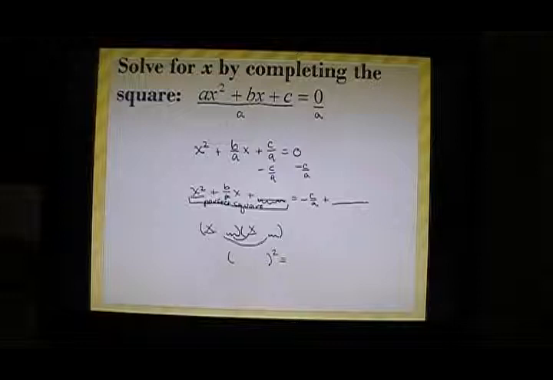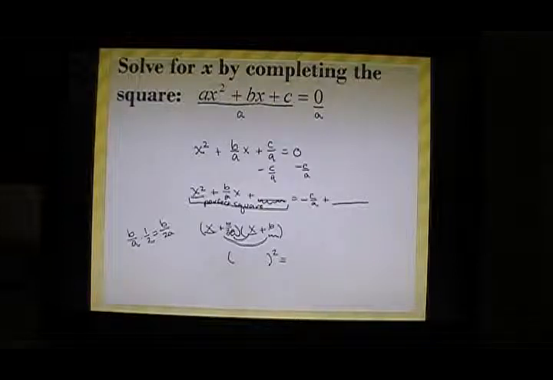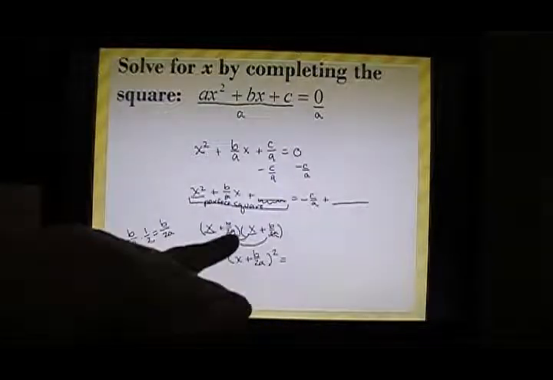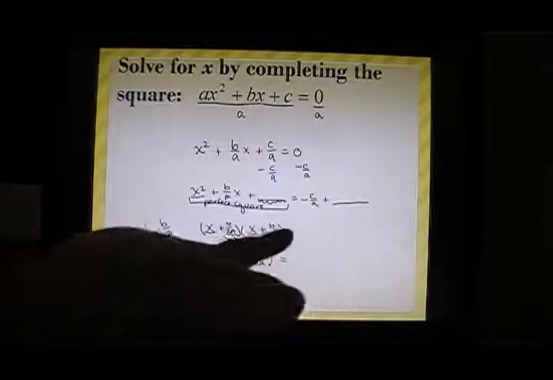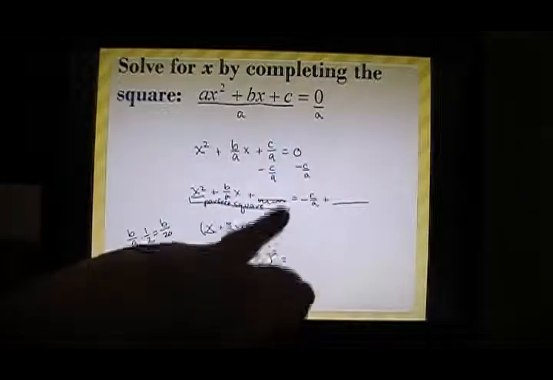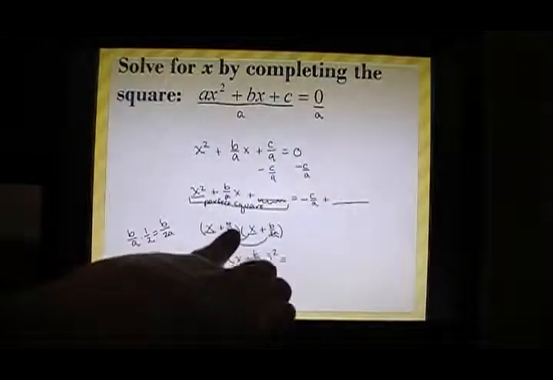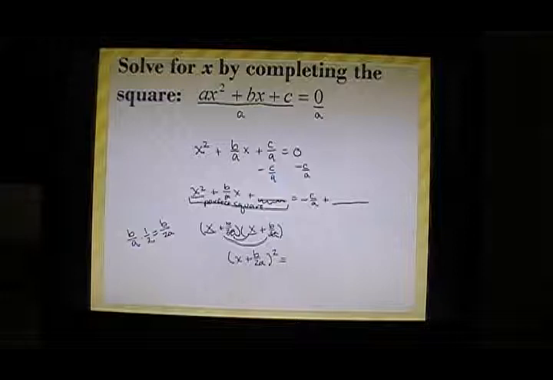So to find half of b over a, I can just take my b over a and multiply it by a half, and that would give me b over 2a. So this will be plus b over 2a, as will this. And so I will have x plus b over 2a quantity squared. So if I put the b over 2a here and here, again, the product of these two is what gives me this number here. So b over 2a times b over 2a, I have b squared over 4a squared. And that's the value that I'm going to add to both sides.